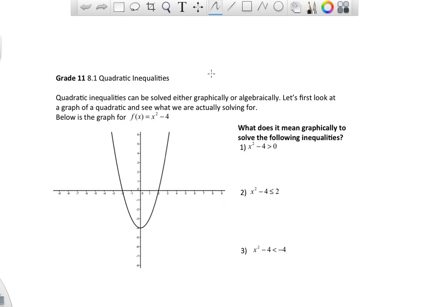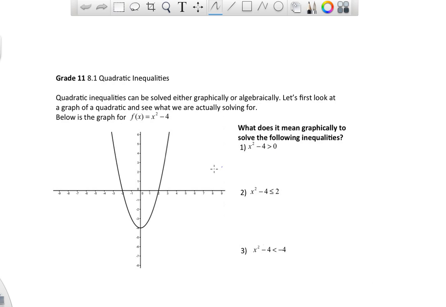Okay, so quadratic inequalities. We're back in grade 11 for just a second. We can solve them graphically or algebraically. Now, I know we haven't done a lot of graphing yet, so we're going to end up doing it algebraically mostly, but let's look at a picture first and see what it really means, what we're solving for. So this is the graph for x squared minus 4.